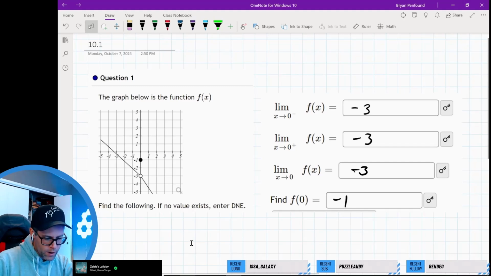So kind of an interesting question. It means that the limit can exist, but the function doesn't have to be defined there, or it could be defined somewhere else.